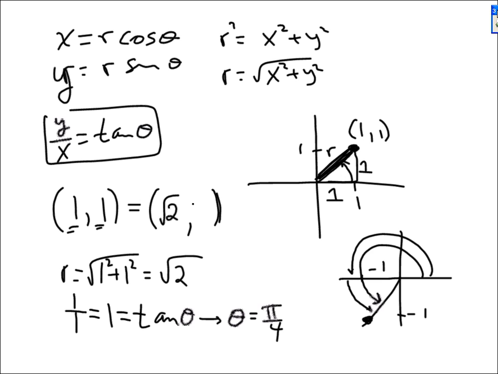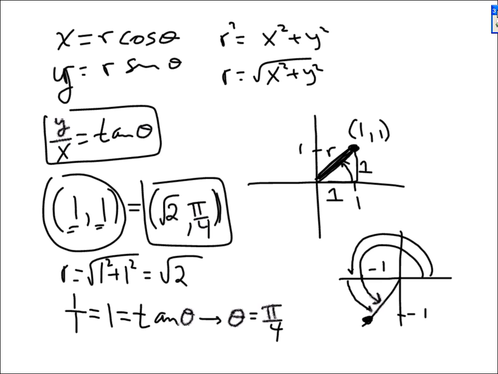But they didn't give me that. They gave me a rectangular point in quadrant 1, which is very important to know. And there it is: the square root of 2 comma pi over 4. Try another one like this.